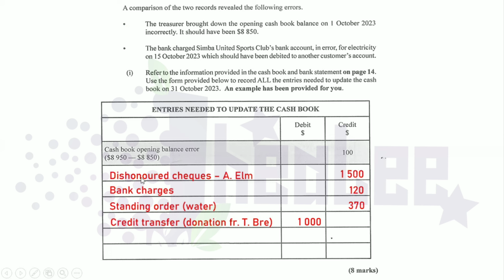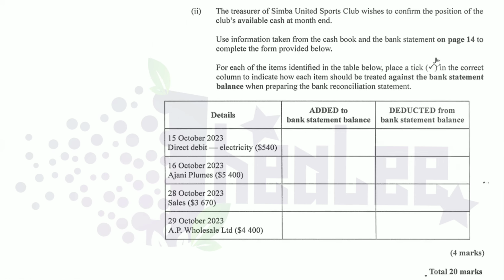So all we did was to pick up those items that were not common on the bank statement and enter those in the updated cash book, because that would affect the business bank account. And that's all we were required to do for this part of the question. So we're going to move into the next part of the question, and that is part 2, which states the treasurer of Simba United Sports Club wishes to confirm the position of the club's available cash at month end. Use the information from the cash book and the bank statement on page 14 to complete the form provided below.